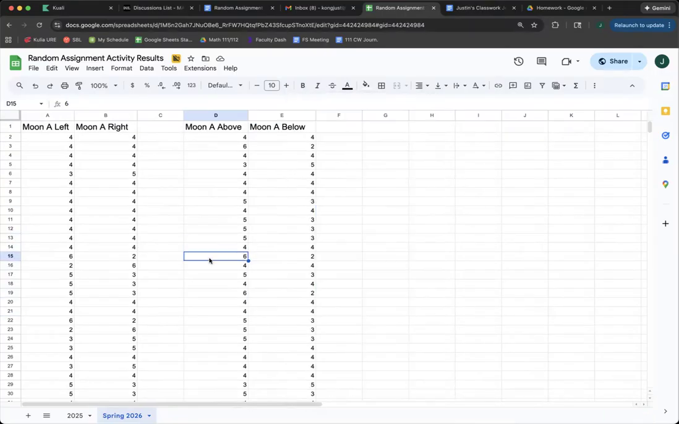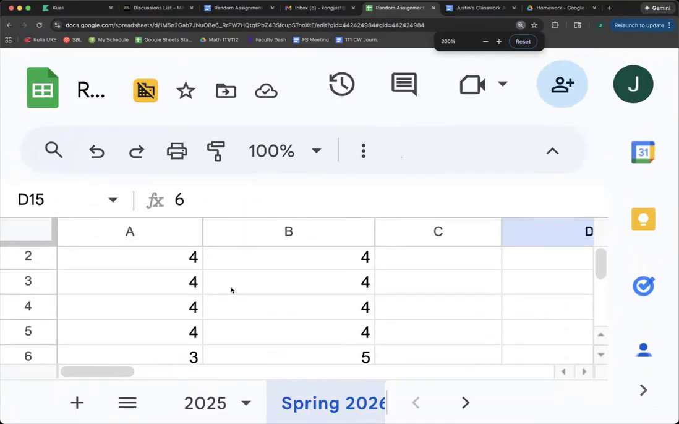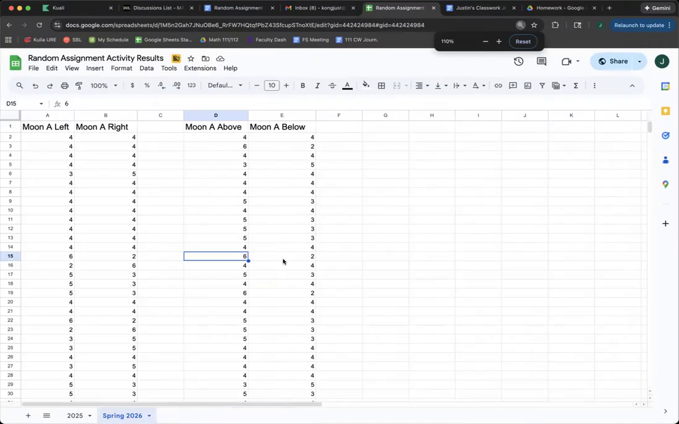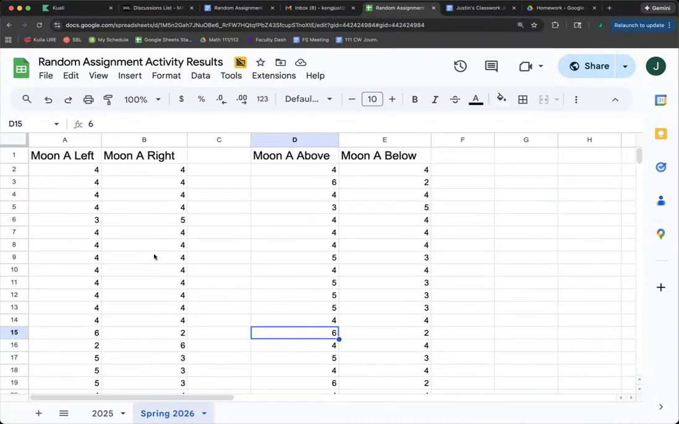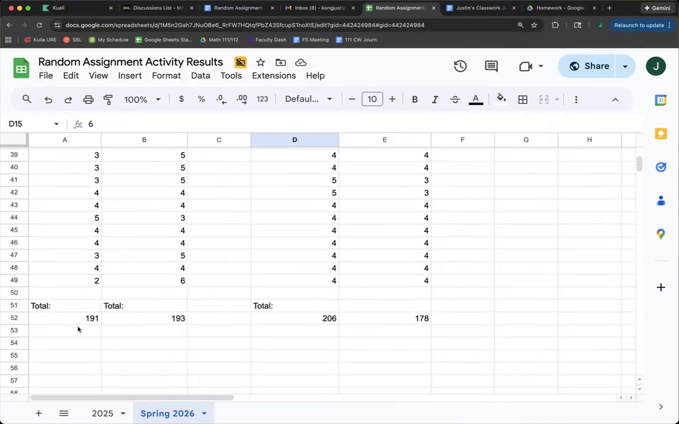Let's see if I can zoom in. So we'll just do left and right, okay? Actually, let's just do it together. So left and right, and then above and below. Here I have all the individual counts and the totals at the bottom. So here's the total number of A's that appeared to the left of center and the total that appeared right of center. And what do you notice, guys, about these?